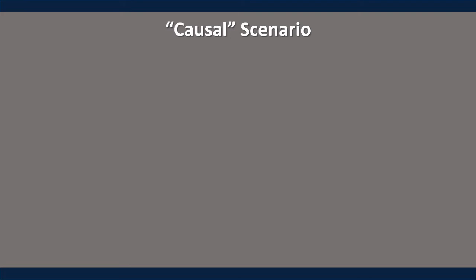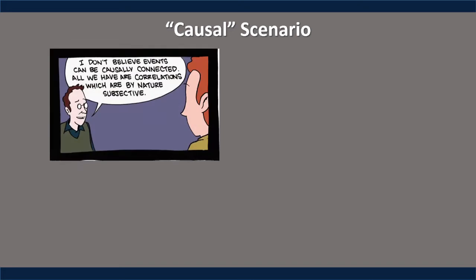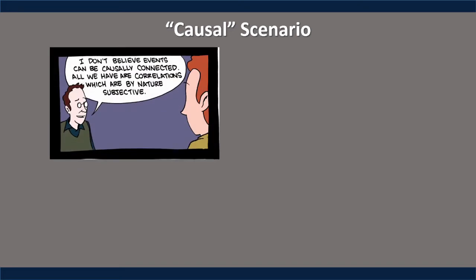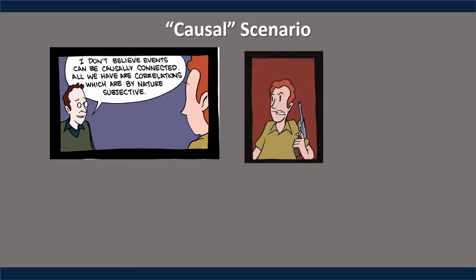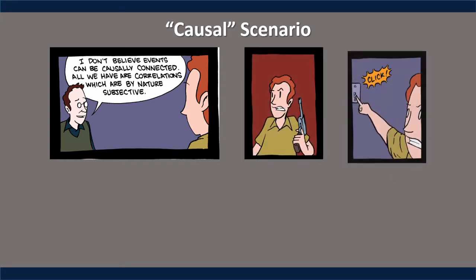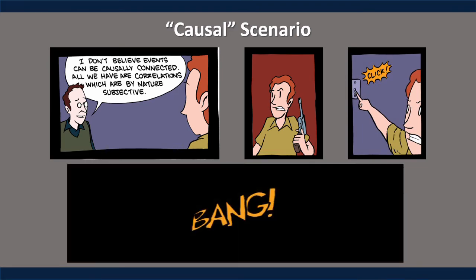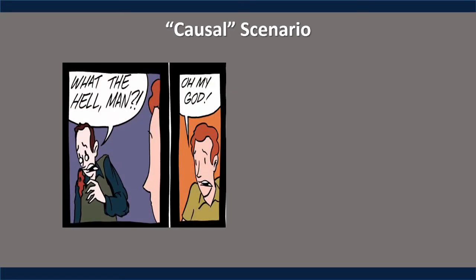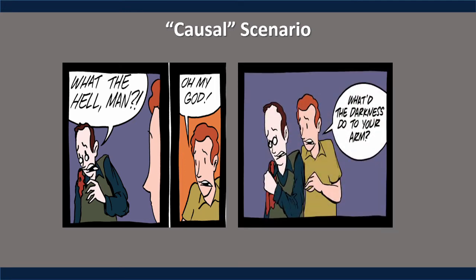Let's take a look at a quick cartoon quote-unquote causal scenario. In the first scene, we see two friends talking about causality, and one man asserts, I don't believe events can be causally related. All we have are correlations, which are by nature subjective. The other friend takes out a gun, the lights go off, and a loud bang is heard. In the following scene, the friend who made the initial assertion about causality appears to have been shot in the shoulder, and the other friend exclaims, "Oh my God, what did the darkness do to your arm?"